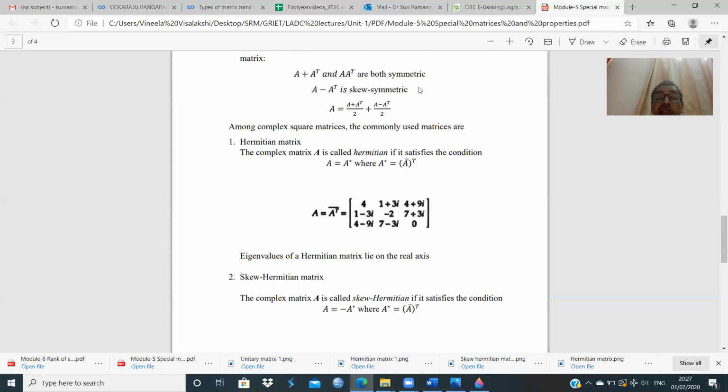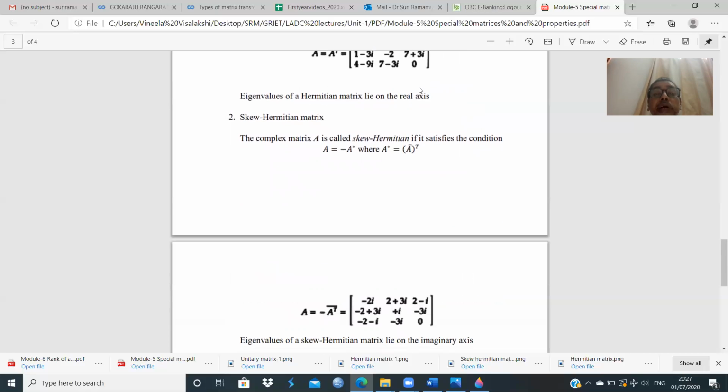So one can easily check. First find the conjugate and then take the transpose. It tallies with the given matrix. Now when you find the eigenvalues of a Hermitian matrix, you'll find they will lie on the real axis, which means there is some similarity in the behavior of eigenvalues of a symmetric matrix and a Hermitian matrix.